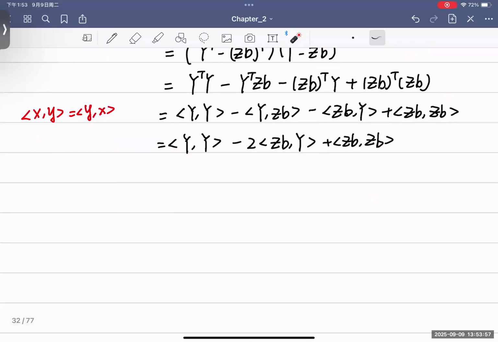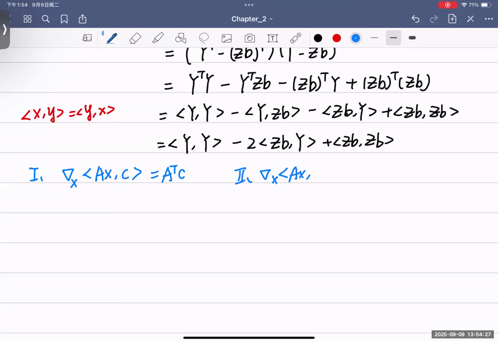Okay, so here we can make two observations. The first observation is that nabla of any Ax times c will equal A transpose times c. And the second is that for any Ax times Bx, nabla will equal A transpose B plus B transpose A, times x. Okay, so we have this kind of result.